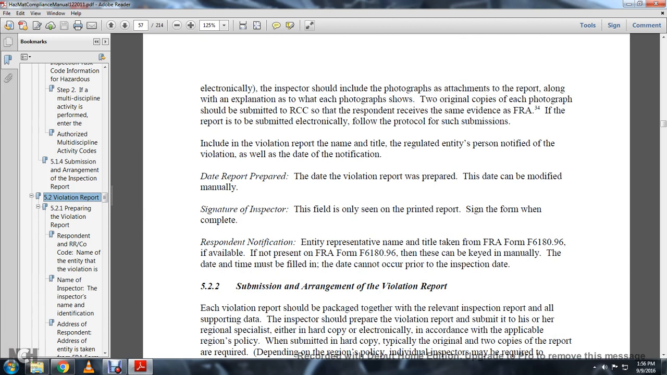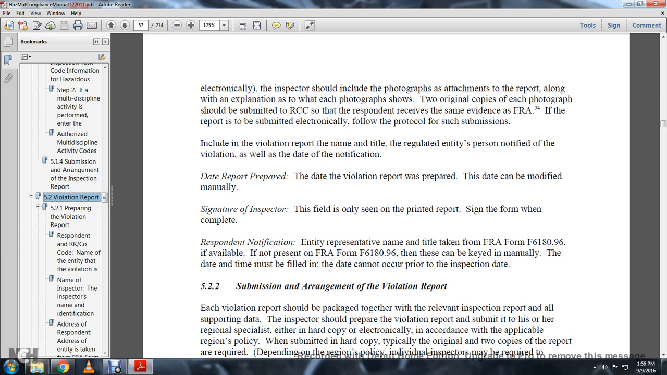Such submission includes the violation report, the name and title of the regulated entity person notified of the violation, as well as the date of the notification. The date the violation report was prepared is modified annually. Signature of the inspector: this field is only seen on the printed report. Sign the form when completed.